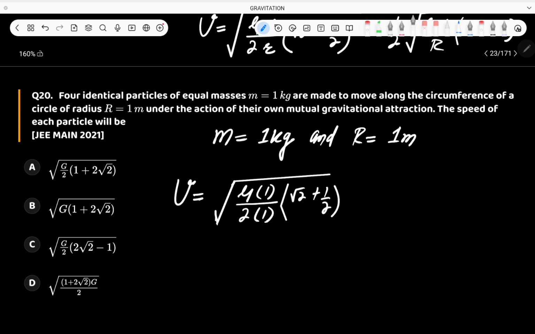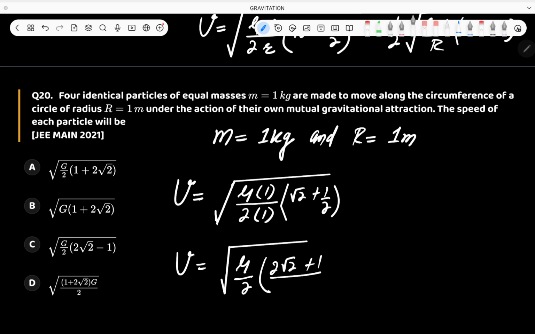Okay, so the answer will finally come. v is equal to square root of G, is there any such option we have? G into 1 plus 2 by root 2. Yes, I can write it like this. We can solve a little further. So it will be G divided by 2 into 2 root 2 plus 1 divided by 2. Is there any such option in this? G by 2, 2 twos are 4, 2 root 2 plus 1, 2 root 2 plus 1 divided by 2.